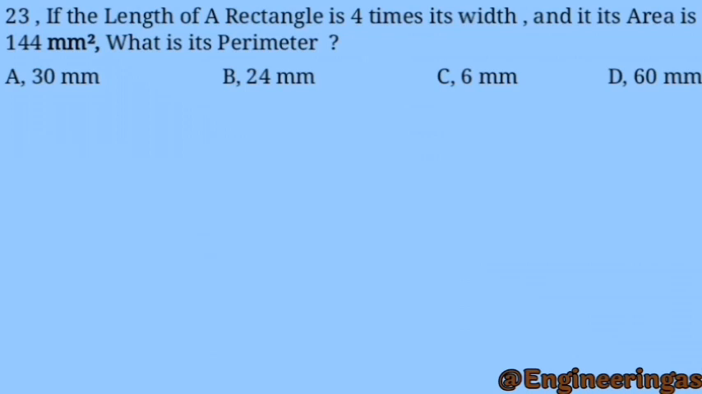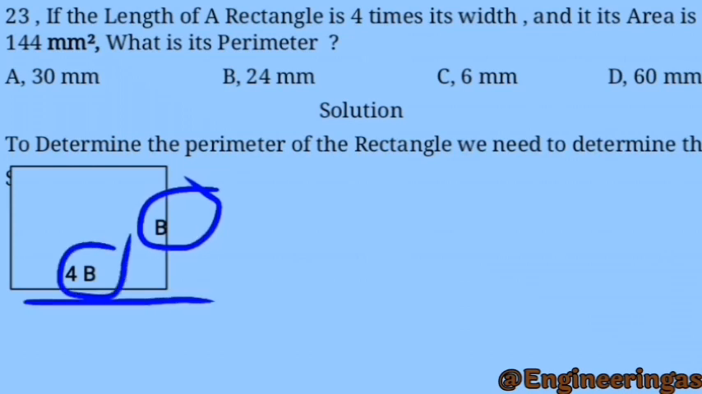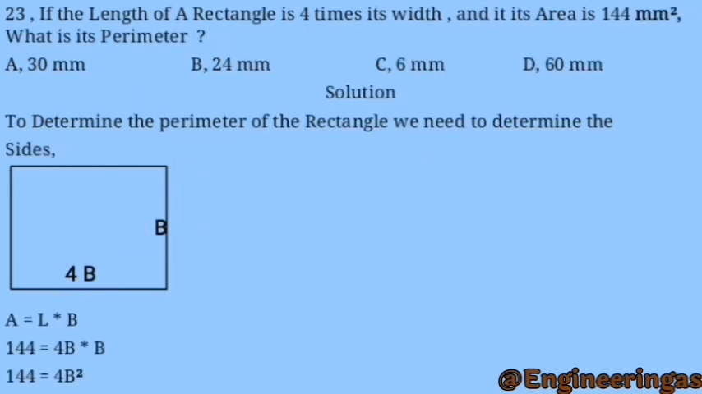Okay. If the length of a rectangle is 4 times its width, and its area is 144 millimeter squared, what is its perimeter? Okay, to compute its perimeter, we need to find the size of the rectangle. We have the given data. This is the width. The length of the rectangle is 4 times its width. So, and also we have area. Area is 144 millimeter squared.